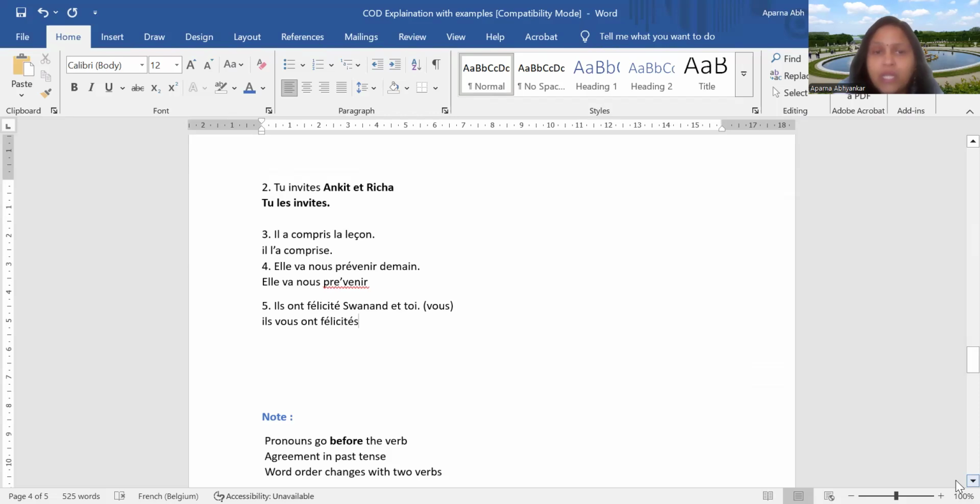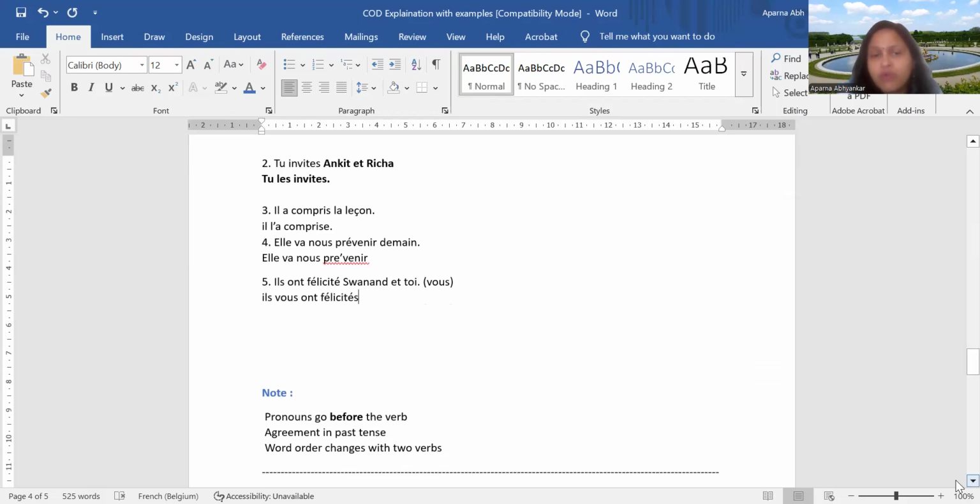If you have any query, do let me know. Before we end this topic, please remember three important points. Pronouns always go before the verb. With COD, there is agreement in past tense. So if it's feminine, you will add E. If it's plural, you will add S. Feminine plural, then ES.